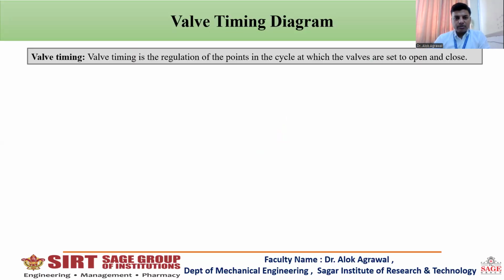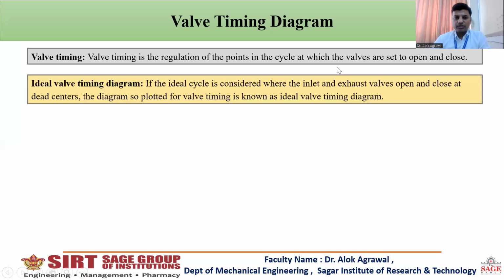Valve timing diagram, or we can say valve timing, is the regulation of the points in a complete cycle of IC engine, where the valves, that is inlet valve and outlet valve, are set to open or close. It will tell us when the inlet valve will open and when the inlet valve will close. Likewise, when the exhaust valve is open and exhaust valve is closed. So valve timing diagram gives us this information.